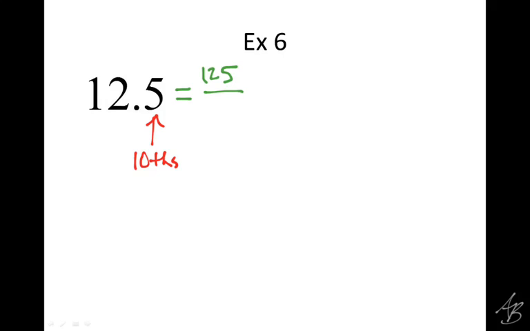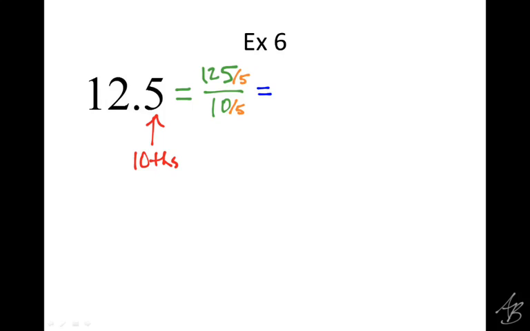So we take that decimal out, and we have 125. On the bottom, what do we get? 10, because it's in the 10th place. And then can we reduce this? Yes. How do we know we can reduce it? It ends in a 5 and a 0, right? If it ends in a 5 or a 0, it's divisible by 5, so they're both divisible by 5.